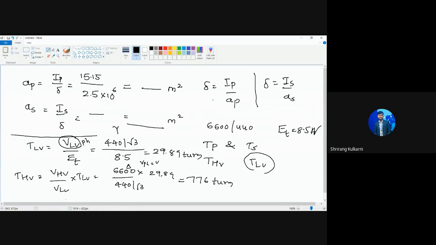So like this we have to calculate the data. What are the things we have calculated? IP is calculated, IS is calculated, AP, AS, TLV and THV. These are the things we have calculated. Just I have given an example here. So like this in a problem we have to solve all these things.